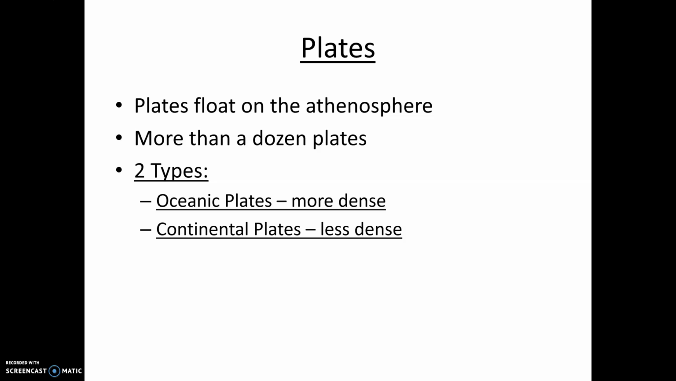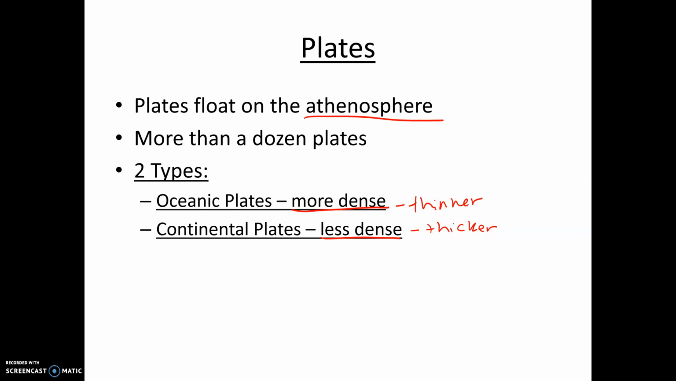So our plates float on top of our asthenosphere, and there are more than a dozen different plates on our planet. So we have more than 12, but there are two types that are possible. We have oceanic plates, which are more dense, though sometimes they are thinner. And then we have continental plates, which are less dense, but usually a little thicker. So all these two types of plates and all the different types are broken into different parts.